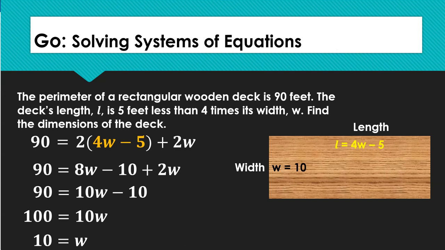Once we substitute the value of 10 into the equation for the length, L equals 4W minus 5, we have L equals 4 times 10 minus 5. Using the order of operations, we can simplify and find that the length of the deck is 35 feet.